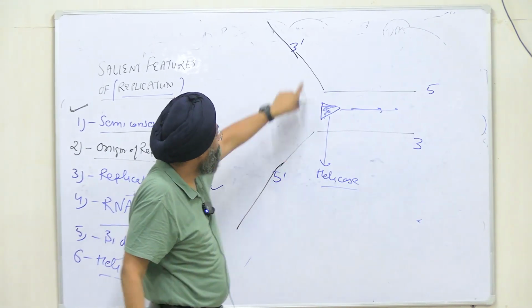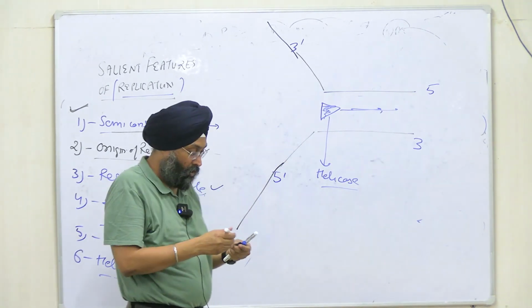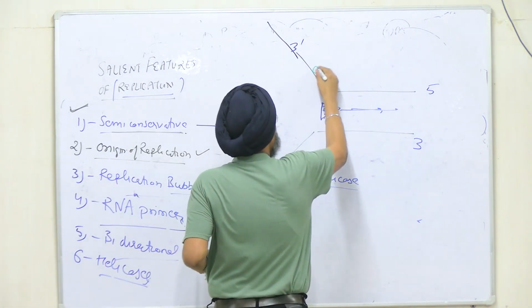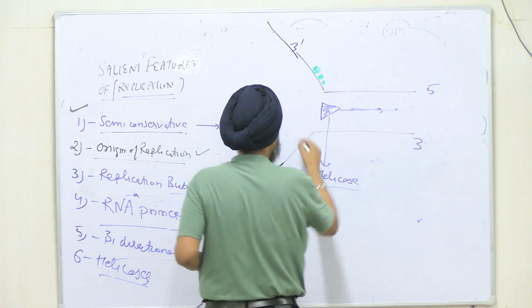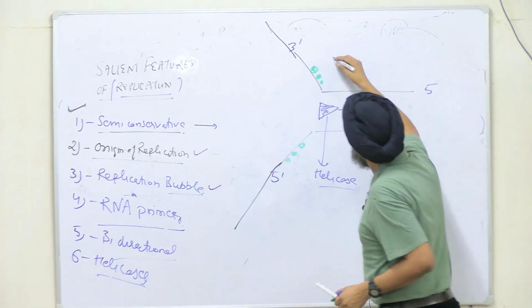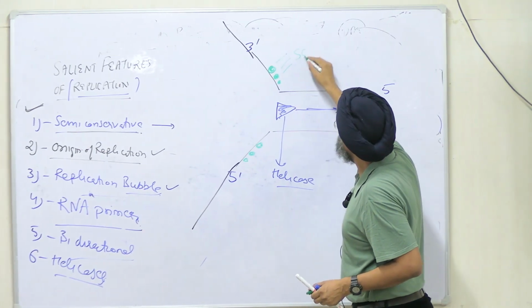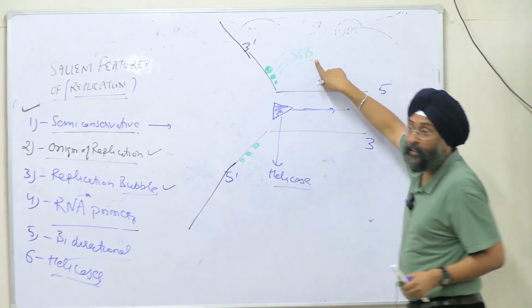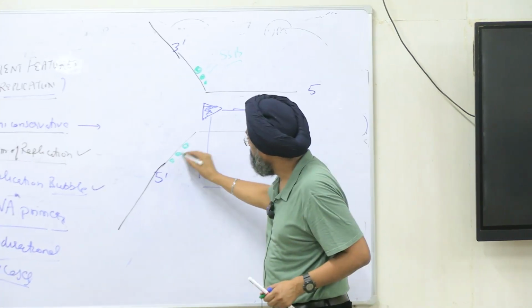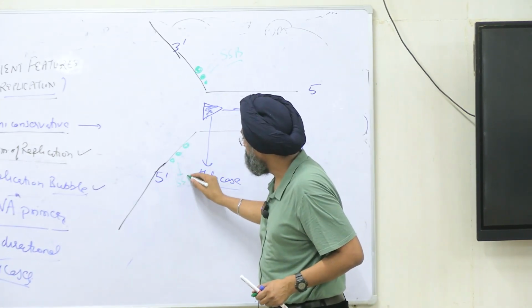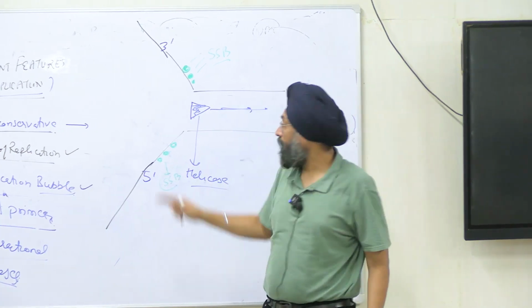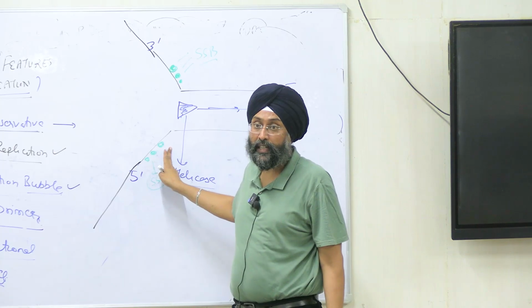Now we have this single-stranded DNA. On the outer side of this, these green ones are SSBs. Single-stranded DNA stabilizing proteins, SSB.